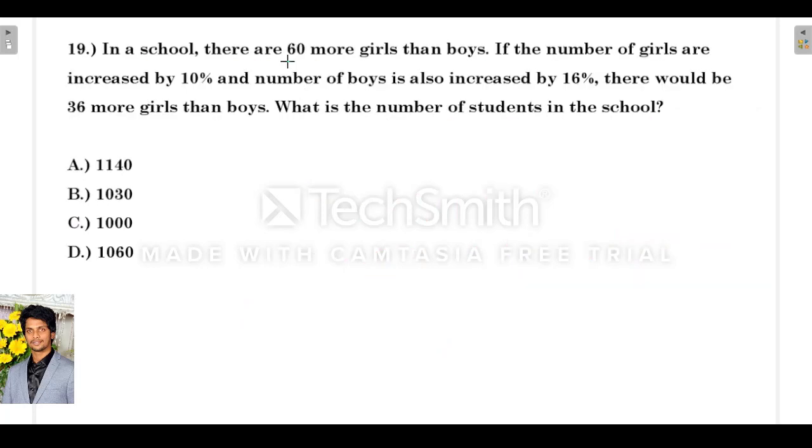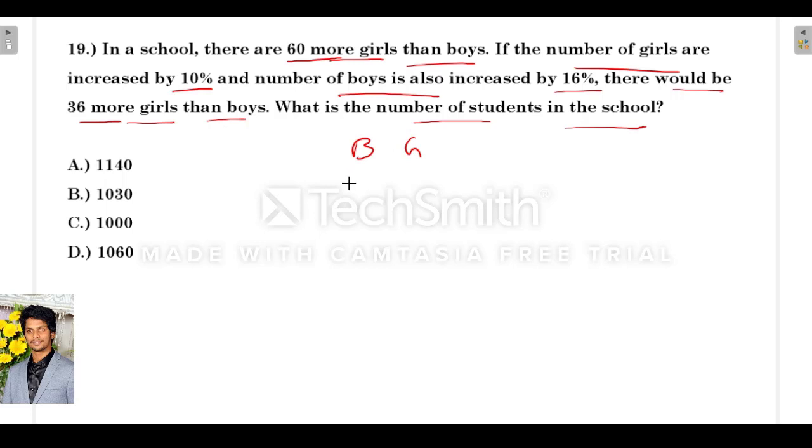In a school there are 60 more girls than boys. If the number of girls are increased by 10% and number of boys is increased by 16%, there would be 36 more girls than boys. So what is the total number of students in the school? So boys and girls. So let us assume number of boys as x. They are telling there are 60 more girls than boys. So girls become x plus 60.